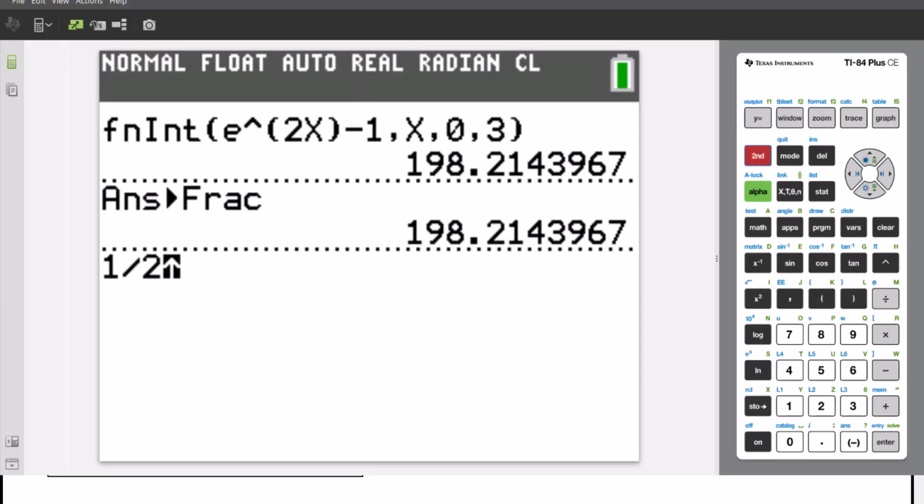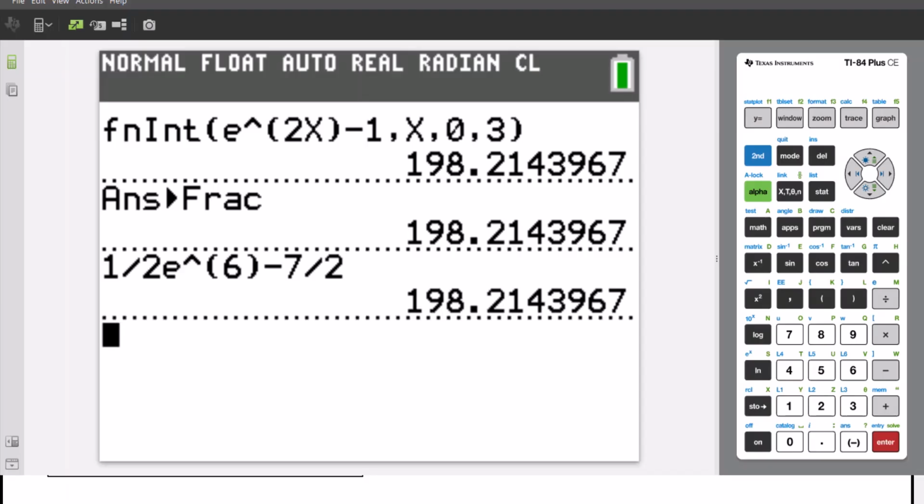So you know what? Let's just confirm by putting in our answer. So 1/2 e to the power of 6 minus 7/2. This is what we discovered by doing it the long way. And when I click enter, I want to see 198.2143967. And I do. So that confirms that my work was correct. And this is how you can check your answer during exams or quizzes or even on the homework.